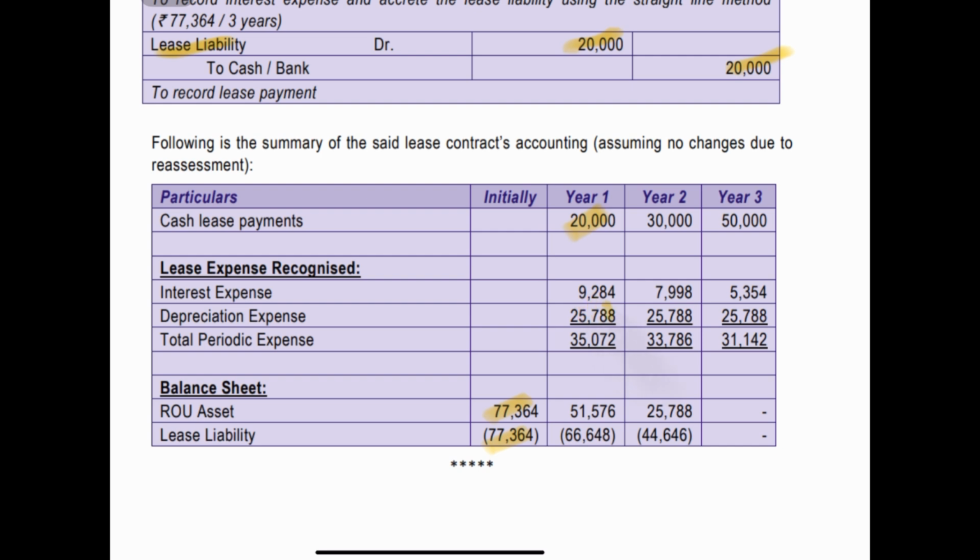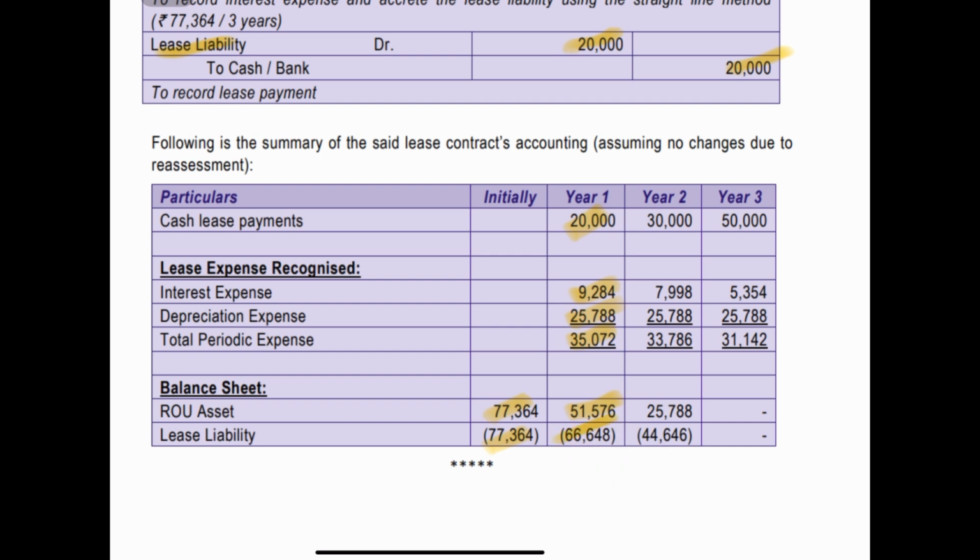The lease expenses need to be adjusted. So for interest expenses 9,284 and depreciation is 25,788. So this much will be charged to the P&L account. So from the ROU asset you can subtract the depreciation, you will get the closing ROU asset, and from the lease liability you can add the interest expense and subtract the lease payment, you will get 66,648.